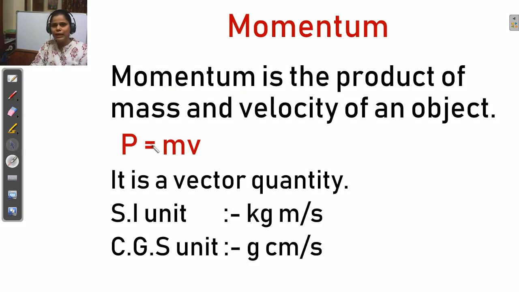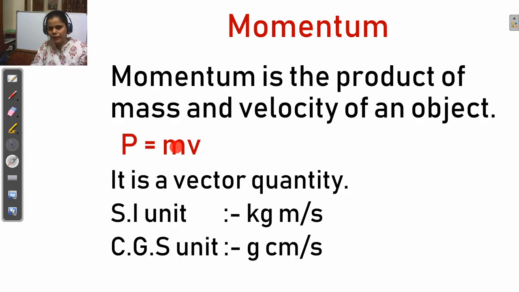Momentum is denoted by capital P, and momentum is the product of the mass and the velocity of an object, or P equals mv, where m is the mass of the object and v is the velocity, and it's a vector quantity. Its SI unit is kilogram meter per second, because what is the formula of P? P equals mv.